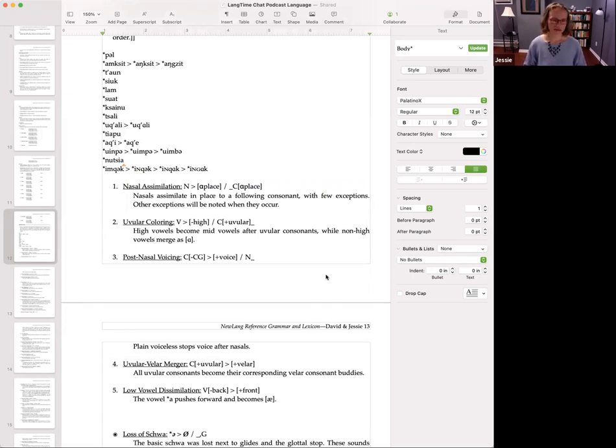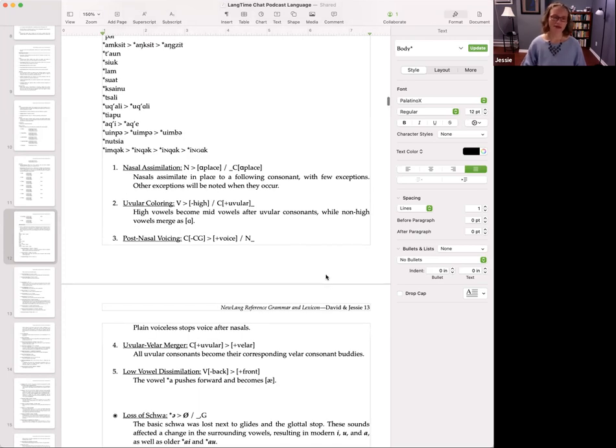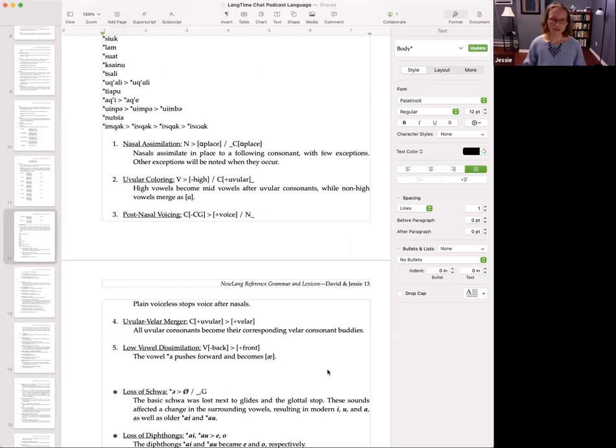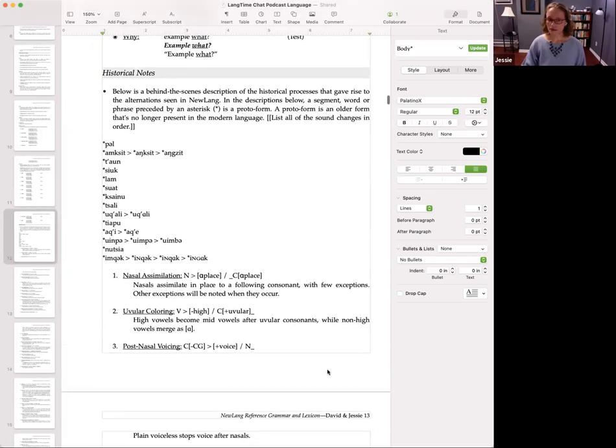And we introduced nasal assimilation, pretty standard, where a nasal consonant matches in place to a following consonant. Uvular coloring, where vowels shift depending on whether there's a uvular consonant around them. Post-nasal voicing, so voiceless stops get voiced after a nasal. Uvular-velar merger, so uvulars are going to disappear and just become velar consonants. And finally, a low vowel dissimilation, where the low sound becomes ah, so it's going to come forward. And so those were our sound changes.